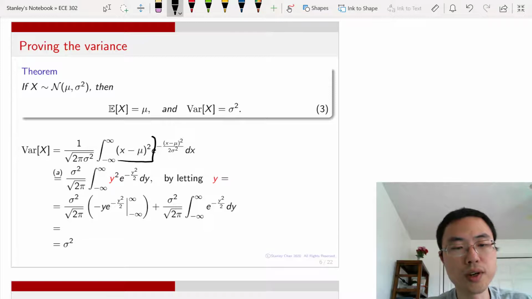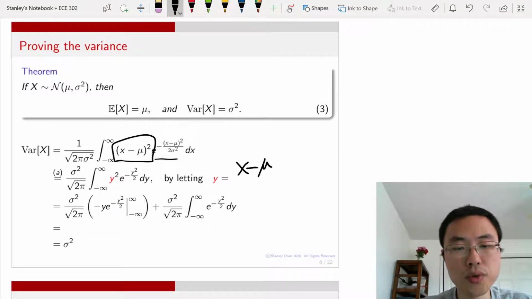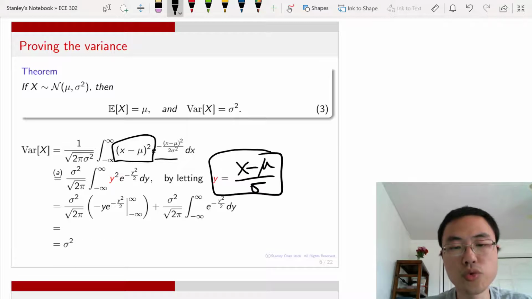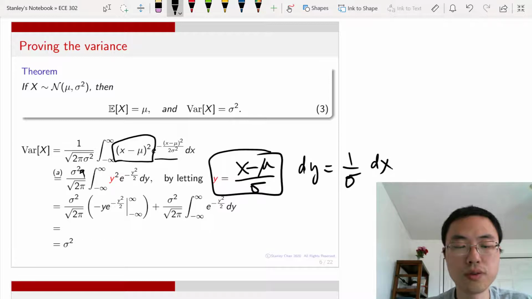Of course, you have this (x minus mu) squared, and then you multiply the PDF. I'm going to define y as (x minus mu) divided by sigma. That is my substitution. If I put the substitution in, I will have this extra sigma squared that goes to the numerator. You can follow this expression because dy will equal 1 over sigma dx. So you can put the equation in the right order, then you can see what is happening here.